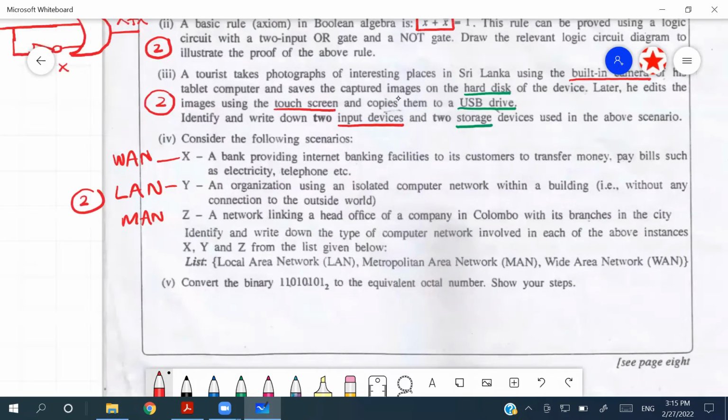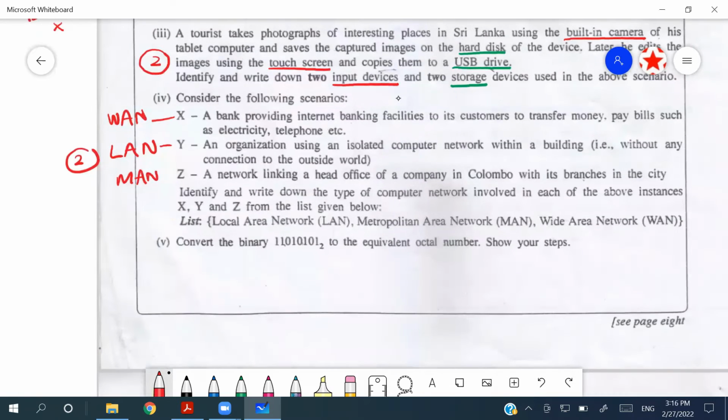Okay, moving to the 5th one. Convert the binary 110 101 01 to the equivalent octal number. Show your steps. So it is easy, right? So what are we going to do? We are going to take 110, 101, and 01.